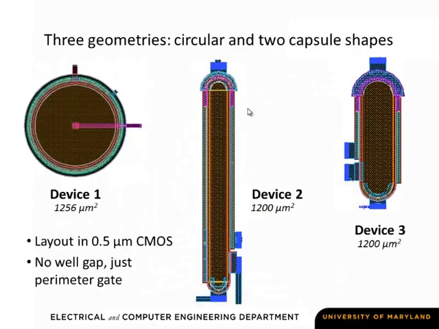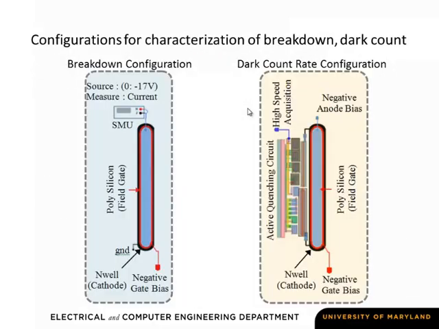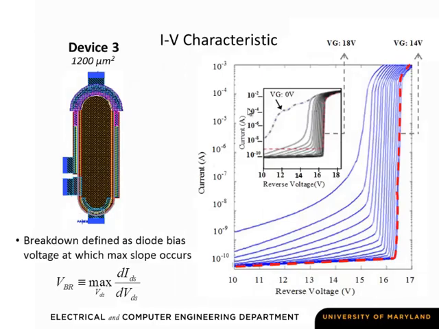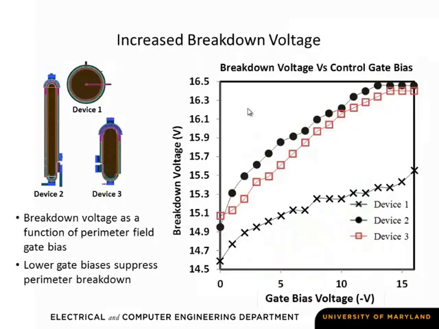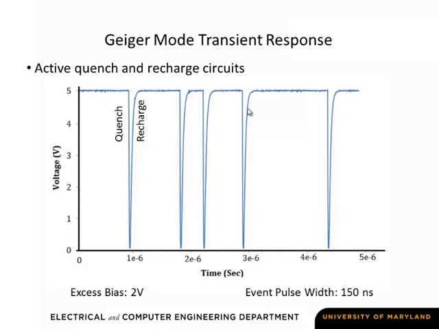So now we're going back to the active circuit where we've got active quenching and resetting locally. Okay, and so now this is just showing a transient trace from that circuit where we have quench and recharge mechanisms locally.